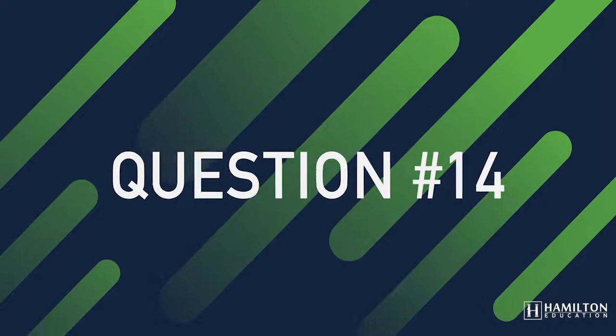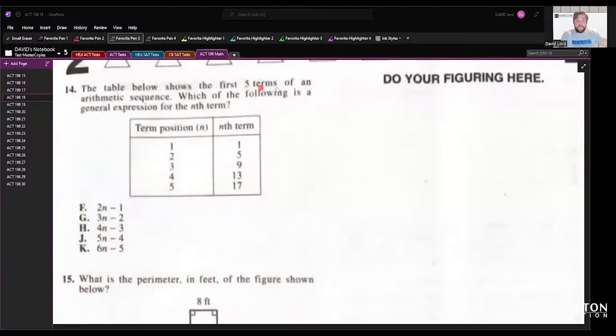Question number 14. The table below shows the first 5 terms of an arithmetic sequence, so we're going to be adding or subtracting the same amount each time. Which of the following is a general expression for the nth term?